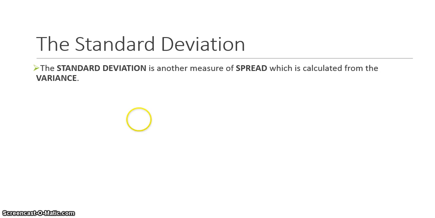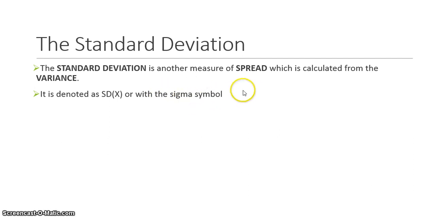Now, the standard deviation. The standard deviation is calculated from the variance. It's another measure of spread which is calculated. This is written down as SD(x), SD standing for standard deviation, so we have the standard deviation of x. Sometimes we just use the sigma symbol to stand for the standard deviation. The standard deviation is simply the positive square root of the variance.